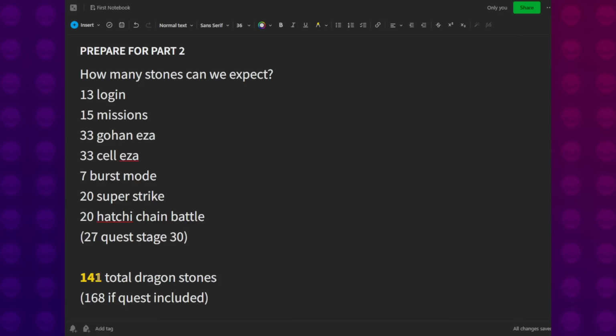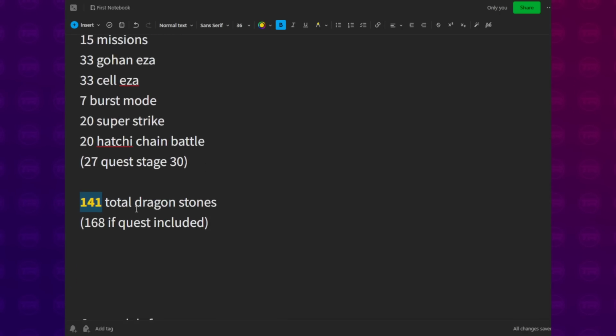So all things considered, the total number we could be seeing is about 140 Dragon Stones or 170, depending on whether or not you want to be including the Quest Mode. So let me know in the comments if you guys want to add the extra 27 Dragon Stones. How many stones would you have if you add 170 to the mix, or 140, depending on your preference here?